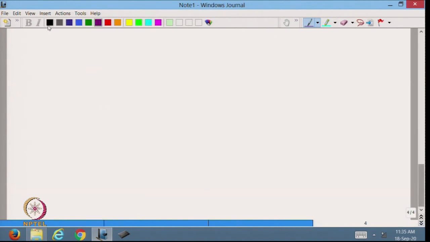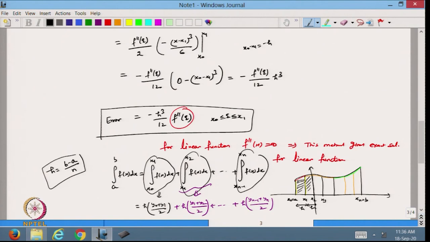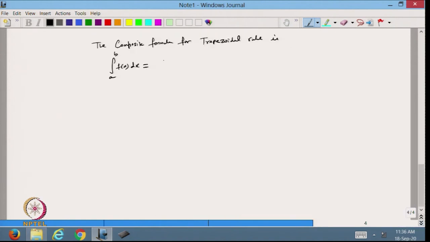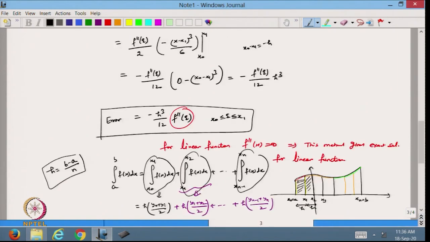So, the composite formula for the trapezoidal rule: if I add all together, then my integration of f(x) dx becomes, since h and 2 are common to all these terms, h by 2 times y0, and then y1 is also coming here and here. So, this is the connecting node.